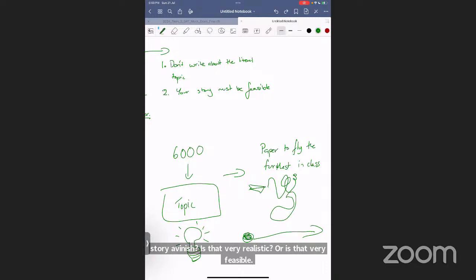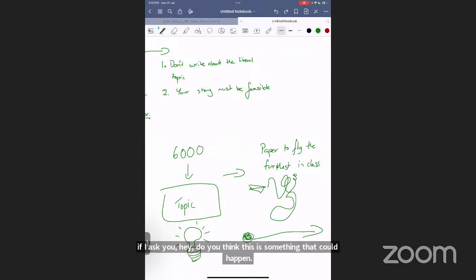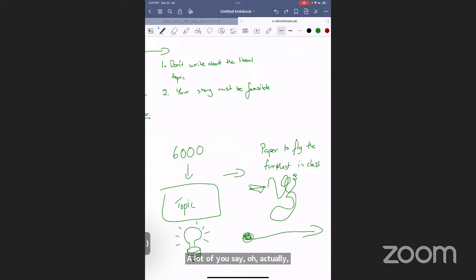No. Why is that? Because you can't learn it in one year. Exactly. A lot of you write stories which may look realistic, like, "Hey, I'm not using any magic, Melvin. It's all based on real stuff." But if I ask you, "Do you think this is something that could happen?" A lot of you say, "Oh, actually, yeah, you're right. It's not something that could actually happen."